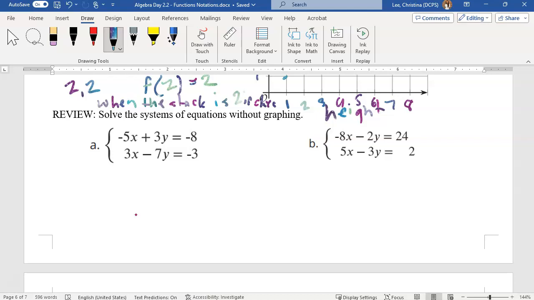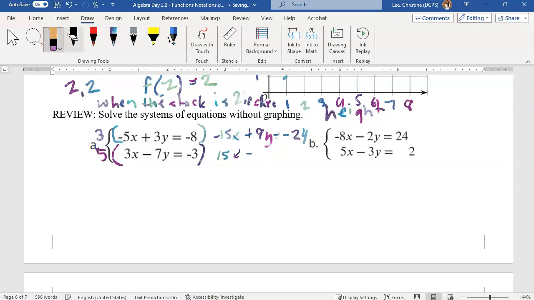All right, so in seeing this, I see that I have opposite signs for both my x's and my y's, but 5 and 3 have a lower least common multiple. So I'm going to multiply this top equation by 3 and this bottom equation by 5 to get 2 new equations that I can then eliminate. So this will be negative 15x plus 9y equals negative 24. And then this one will be 15x minus 21y. Oh, sorry, minus 35y. I was looking at the wrong numbers there. 5 times 7 is 35, and 5 times negative 3 is negative 15.